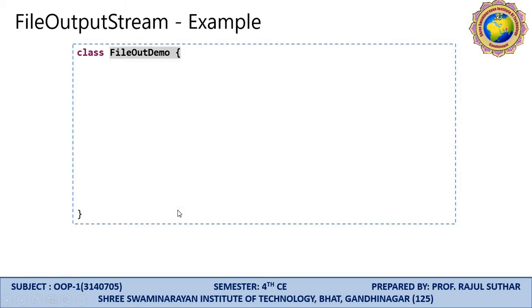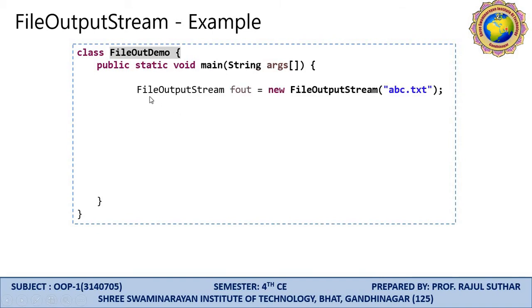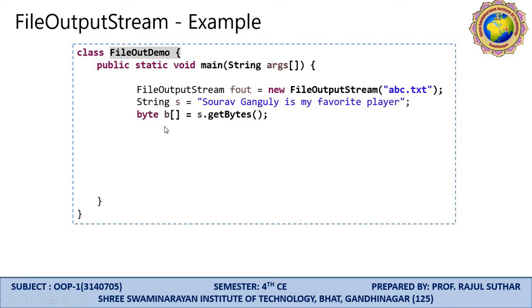Let me discuss one example of FileOutputStream. Here the class name is FileOutputDemo. public static void main(String args[]). We are using the FileOutputStream: fout is equal to new FileOutputStream("abc.txt"). You can use any file instead of abc.txt. Then here the string s is "Saurav Ganguly is my favorite player." You can write anything as a special message. byte b[] is equal to s.getBytes().